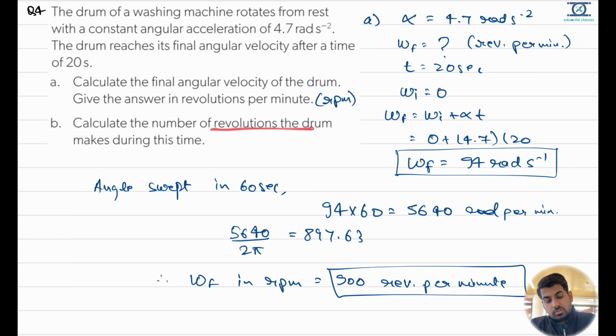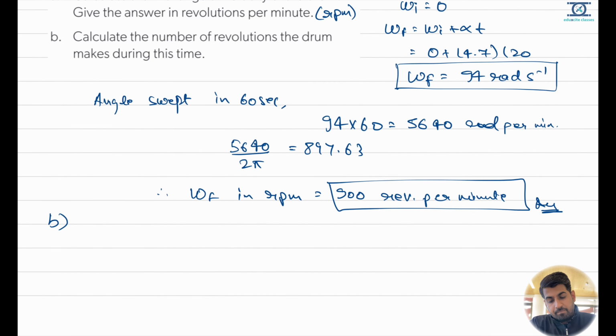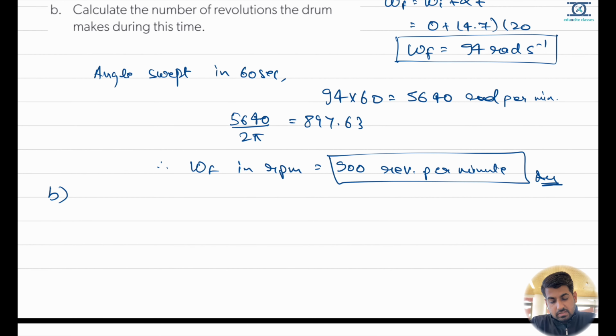Now the number of revolutions the drum makes during this time. We have to find out how many revolutions the drum makes during this time. So this was the A part. Now the B part, I can say theta is equal to omega i t plus half alpha t square. So this will be 0 because it is starting from rest. So half times 4.7 times 20 square. So this will give me radians.